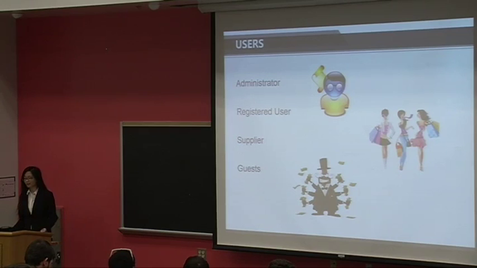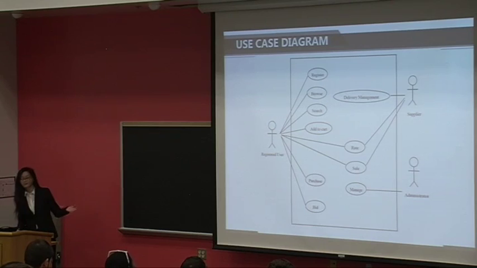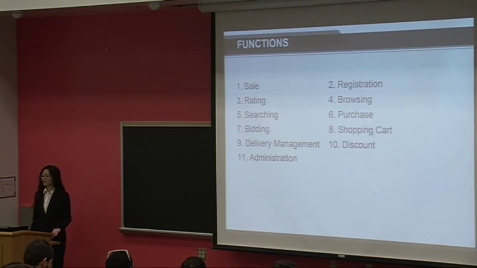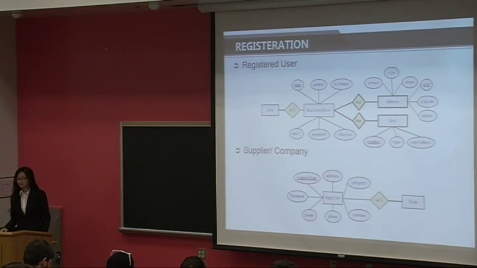We do the requirement analysis based on the use case diagram, and from different people's views, we have different functions, and so we conclude these functions into these 11: sale, registration, rating, browsing, searching, purchase, bidding, shopping cart, delivery management, and discount and administration. We add shopping cart, discount and administration to this. And I'll mainly talk about the ER diagrams of our phase one design.